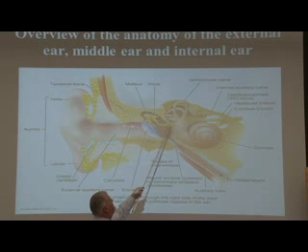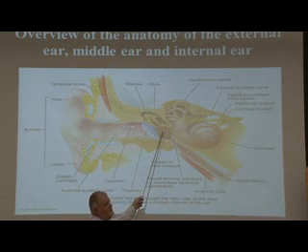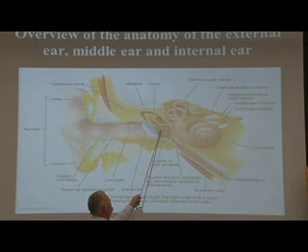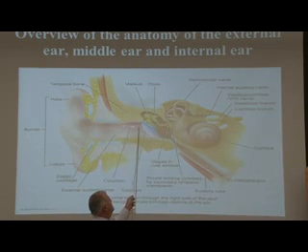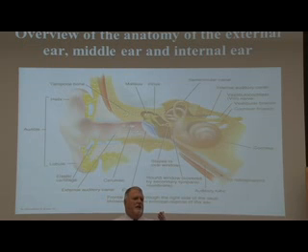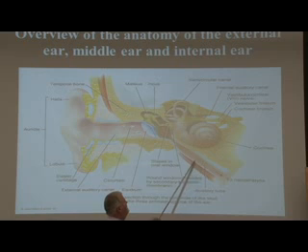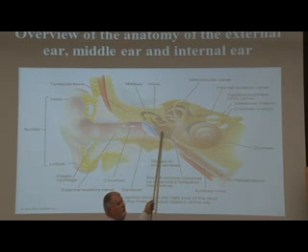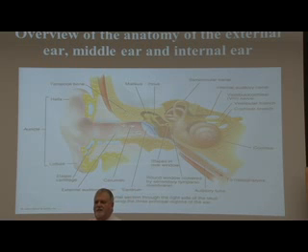Here's the malleus, incus, and stapes. So what you have is an airspace here and an airspace here. If you have differences in pressure in these two spaces, your tympanic membrane would either bulge out or bulge in, and it would change the vibration pattern of the tympanic membrane. So we actually have a tube called the auditory tube or eustachian tube that goes from your nose to your middle ear, and it allows you to equalize pressure across your tympanic membrane.